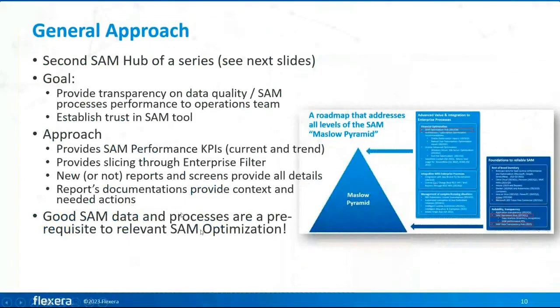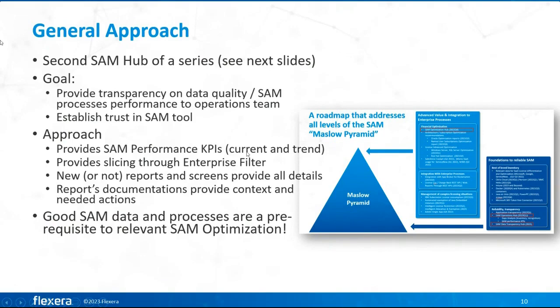I'm just explaining the general approach, and then I will demo the hub, and then demo and explain the reports behind the hub. So the general approach is, this is the second hub of a series. There will be later, on the next slide, the SAM Publisher Hub. And the goal is to provide transparency on data quality and SAM processes, to establish trust in the SAM tool. Honestly, as a consultant for years and years, what can kill a SAM project is data that is not reliable. People start not trusting it, and don't trust the tool and what is written in terms of license compliance or even optimization.